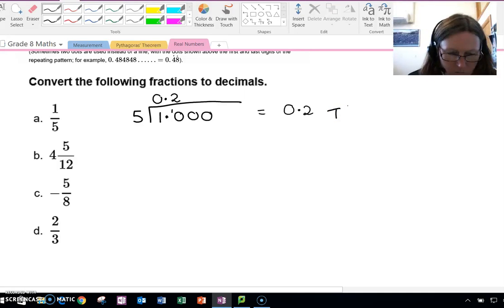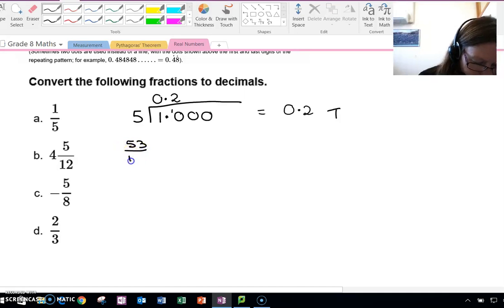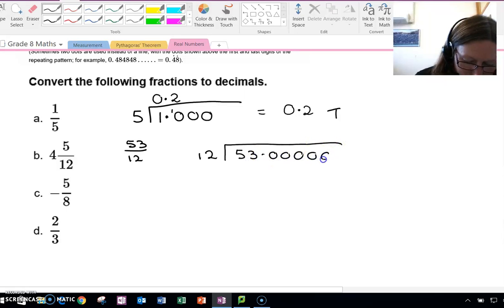With this next example, we've got 4 and 5 over 12. I'm going to first of all change that to an improper fraction. So 12 fours are 48, 48 plus 5 is 53. So it's 53 divided by 12. So I do my denominator and my numerator. I'm not sure how many zeros I need, I'll just put a few there.